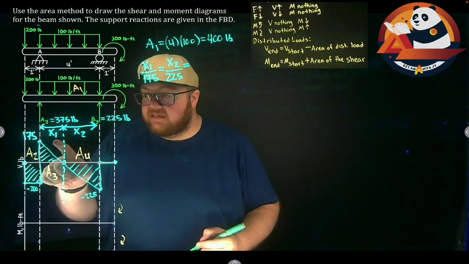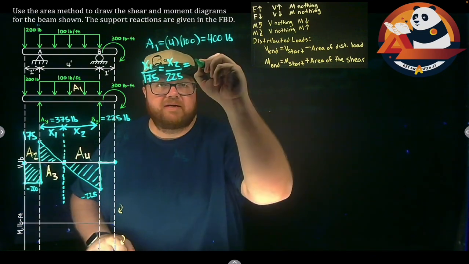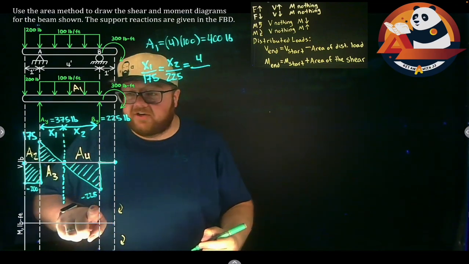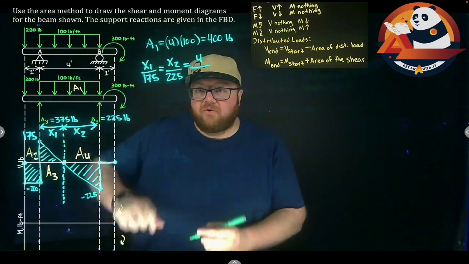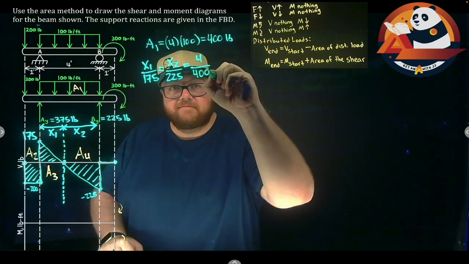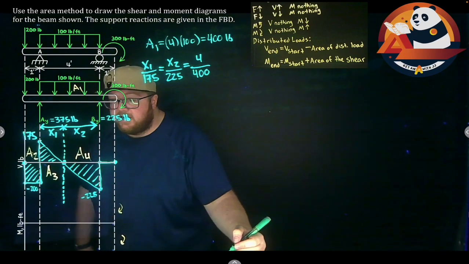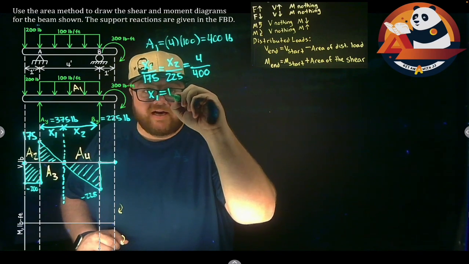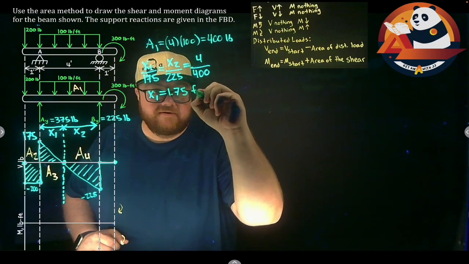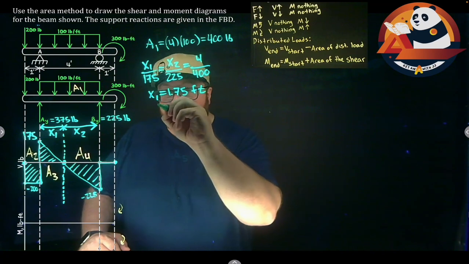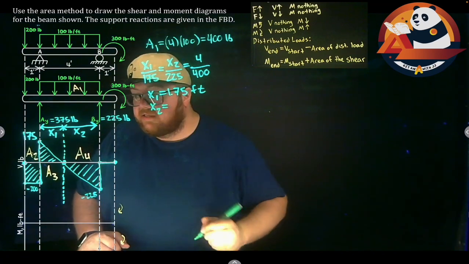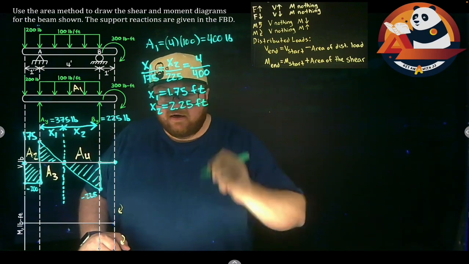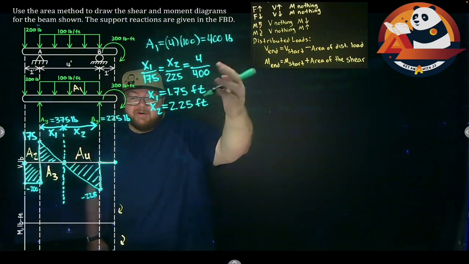That total x distance, x1 plus x2, well, that's 4 feet. And that total change from 175 to negative 225, well, that's just area 1, 4 over 400. And I can solve that for x1 and x2. I'm going to get that x1 is 1.75 feet. And I'll get the x2 is going to be 2.25 feet. And I'll have to work with those to actually come in and find my areas.